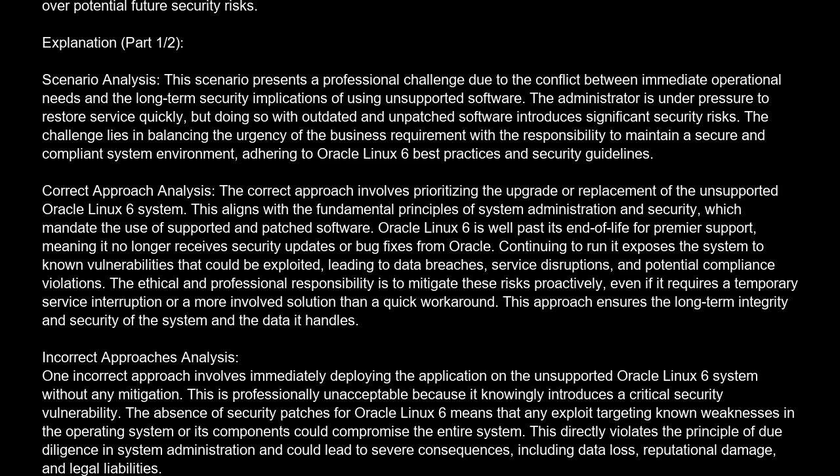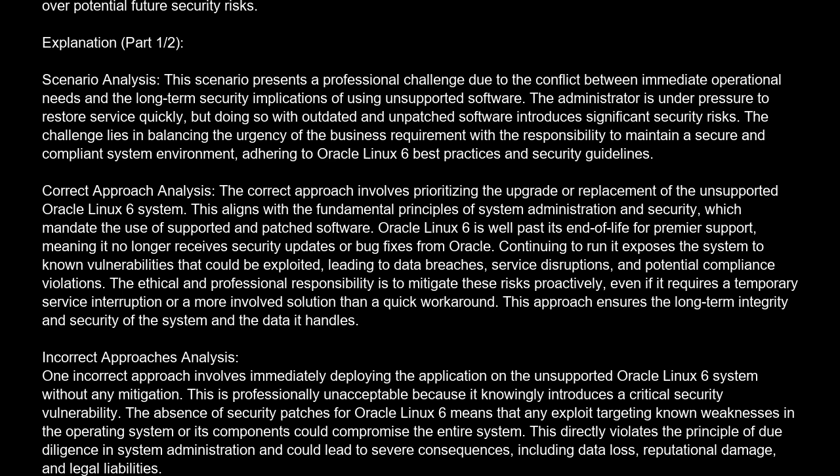Continuing to run it exposes the system to known vulnerabilities that could be exploited, leading to data breaches, service disruptions, and potential compliance violations. The ethical and professional responsibility is to mitigate these risks proactively, even if it requires a temporary service interruption or a more involved solution than a quick workaround. This approach ensures the long-term integrity and security of the system and the data it handles.